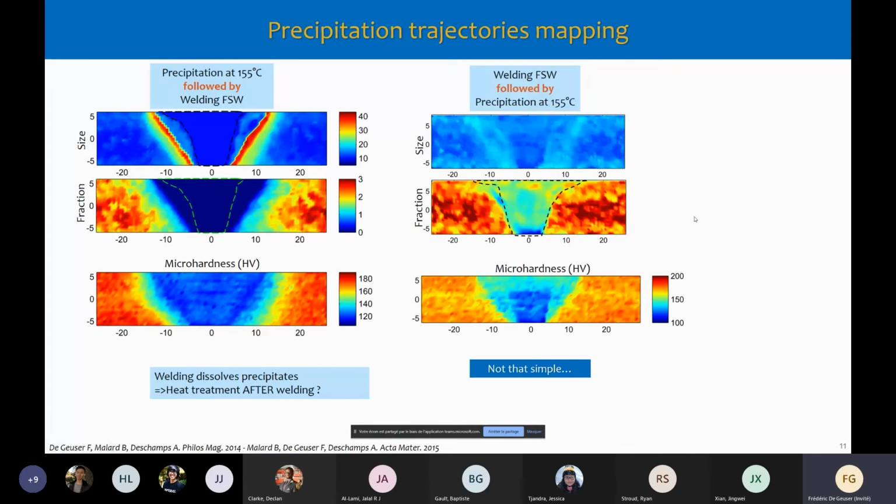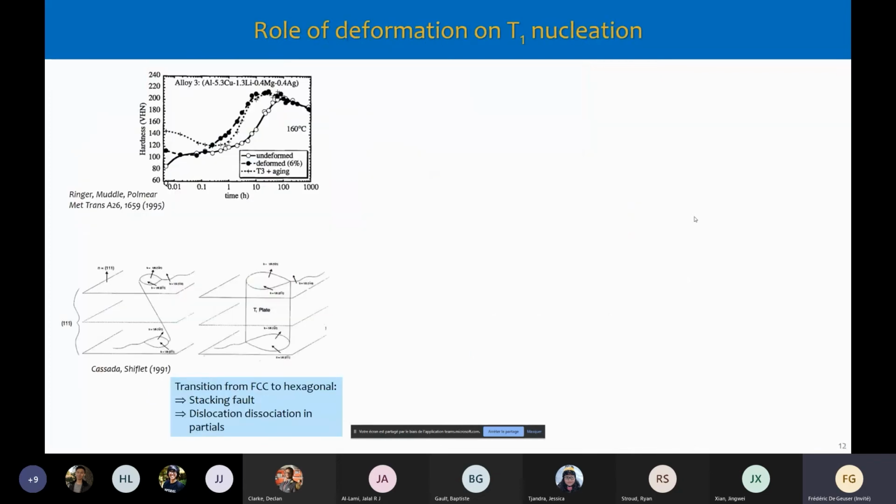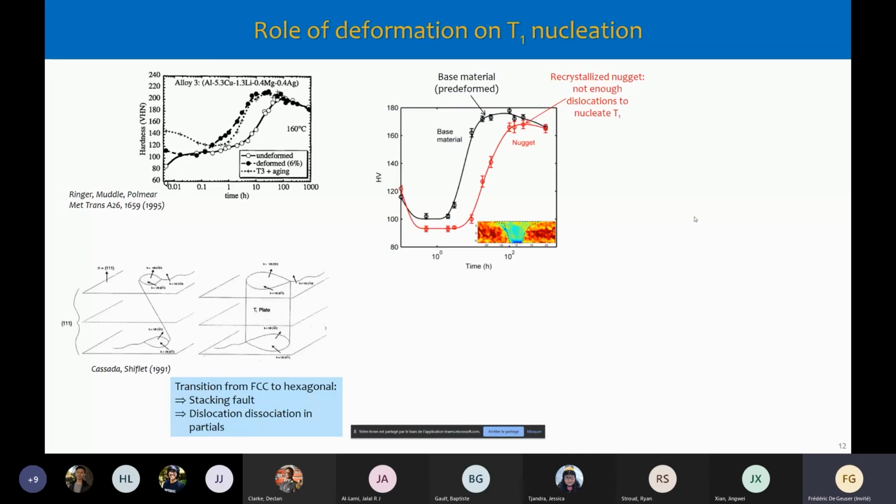And the difference comes from the role of the deformation, the role of dislocations on the nucleation of this T1. Actually, these T1 precipitates are hexagonal precipitates, and for this hexagonal structure to nucleate on an FCC 111 plane, we need a stacking fault, and this stacking fault will be introduced by the dissociation of a dislocation in two partials, in between which there will be a stacking fault.